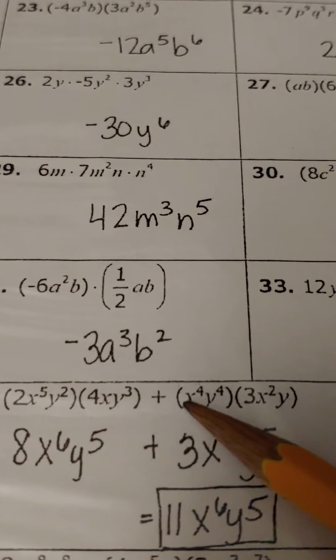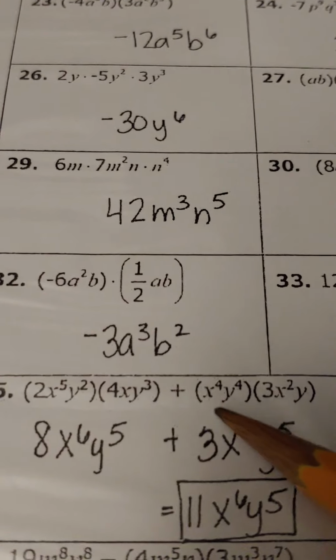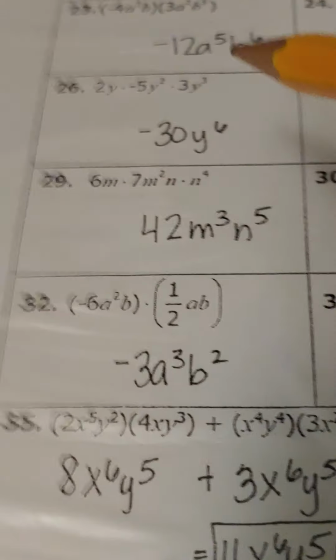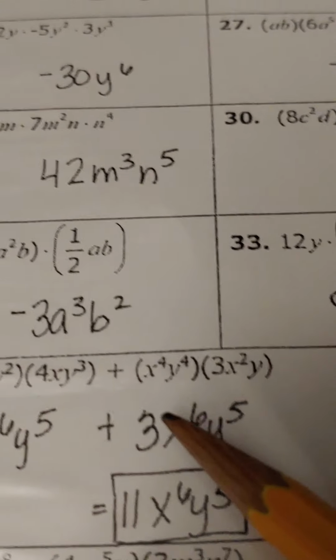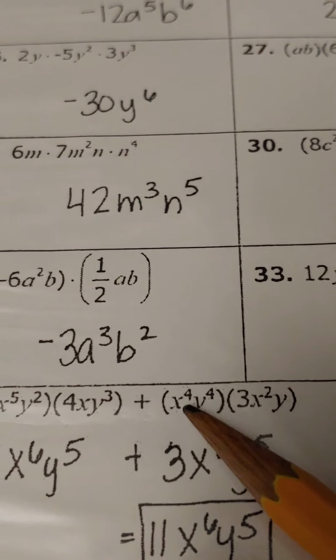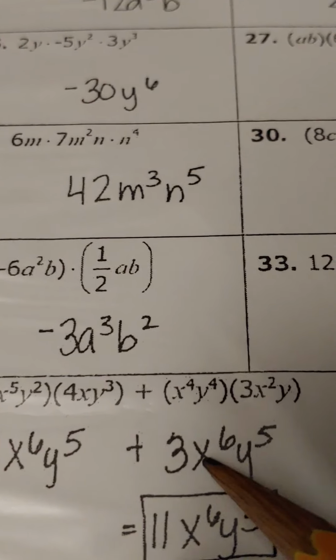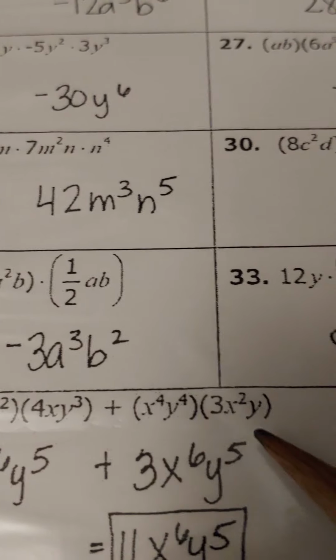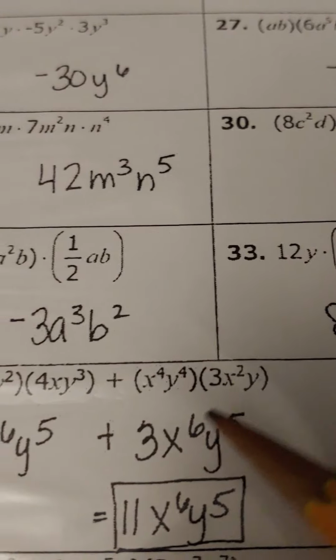Now, here we see 1, here we see 3. Even though we don't see 1, we know that it's 1. 1 times 3 is 3. Sorry, I'm just tired of holding this phone. x to the 4th power times x to the 2nd power is x to the 6th power, because 4 plus 2 is 6. y to the 4th times y is y to the 5th.